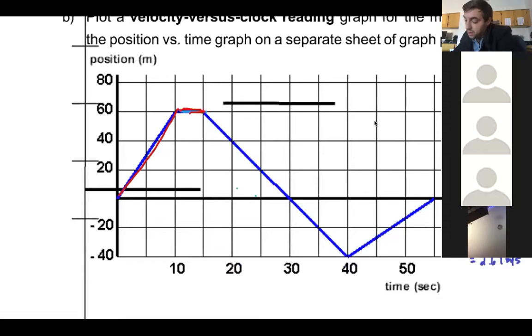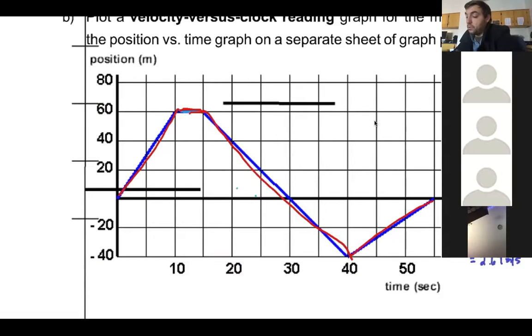And then, as you said, from 15 to 40, it moves in the negative direction. That's what you meant by going down. It moves in the negative direction from a position of 60 meters to a position of negative 40 meters. And then it changes direction again and moves at a constant velocity back in the positive direction.